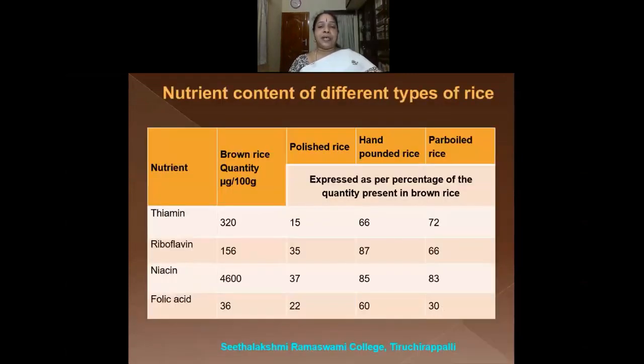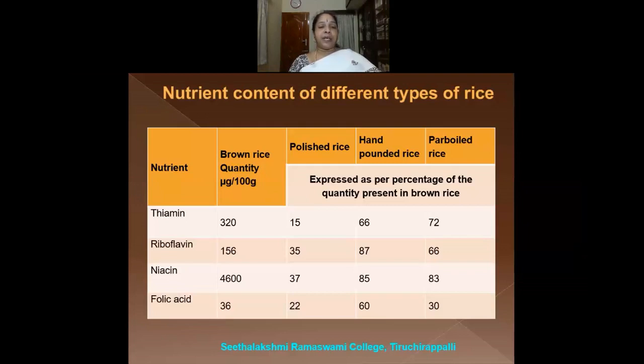Let us see the nutrient content of the different types of rice. We are taking different types of rice like brown rice, polished rice, hand pounded rice, which is kaikuttal arisi, and the parboiled rice, which is pulungal arisi. The thiamine content. Thiamine is a nutrient, a B vitamin.